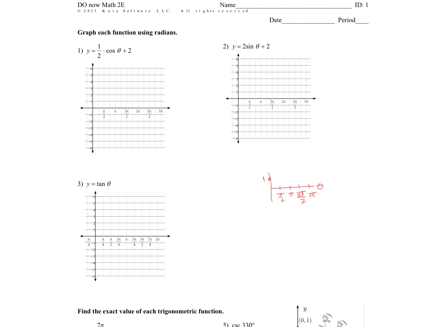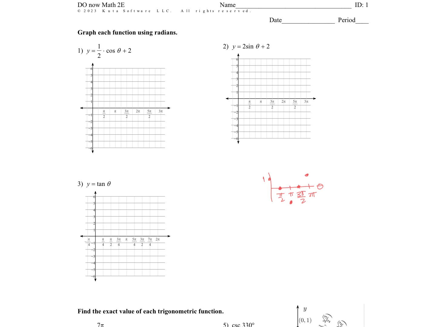And I know at pi over 2, my cosine or my x-coordinate is 0. And at pi, my cosine or my x-coordinate is -1. At 3 pi over 2, I'm back to 0. And at 2 pi, I'm back to 1.